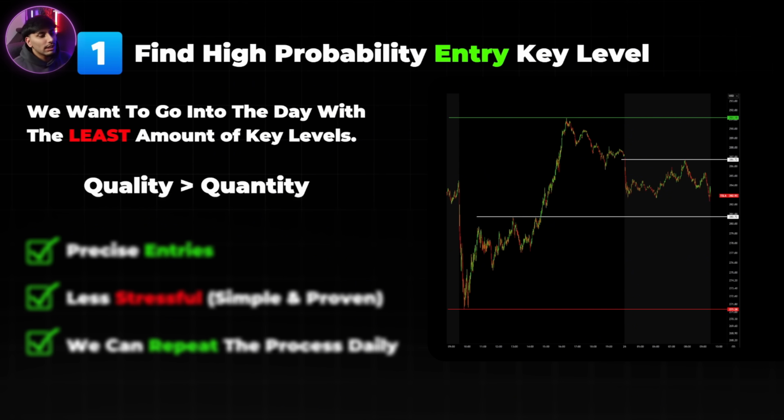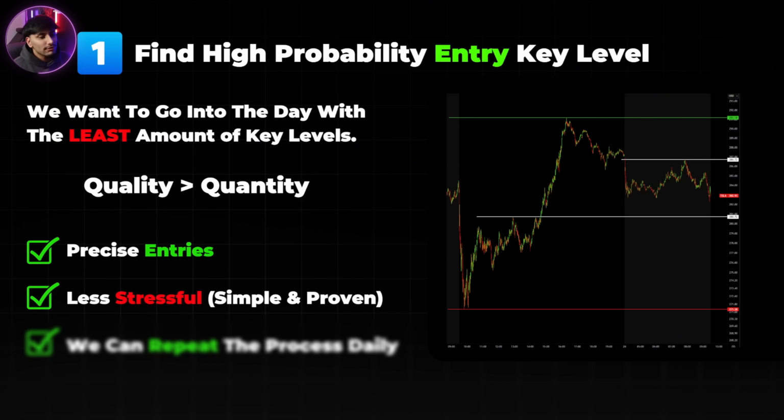After 7 years of trading, I can confidently tell you the one thing I always focus on is the quality of my key levels and zones rather than the quantity. So I'm not going to mark out every single pivot level, but rather I'm only going to mark out the ones that really count. On the right side of the screen here, you can see we only have 4 key levels, and that's it. This allows me to get precise entries.